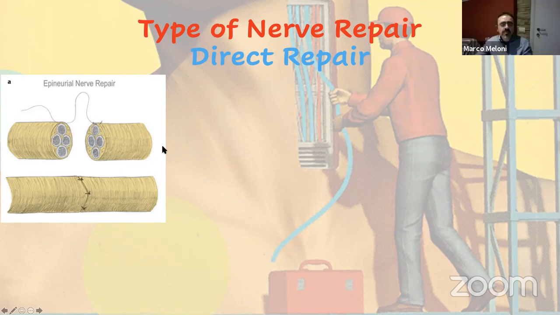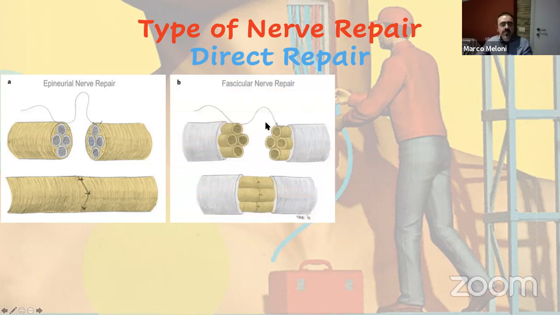Or we can also do a fascicular nerve repair. In this case, it's very important to have intraoperative diagnostic stimulation to have a correct fascicular nerve repair that respects the somatotopic architecture we just saw in the first slide.